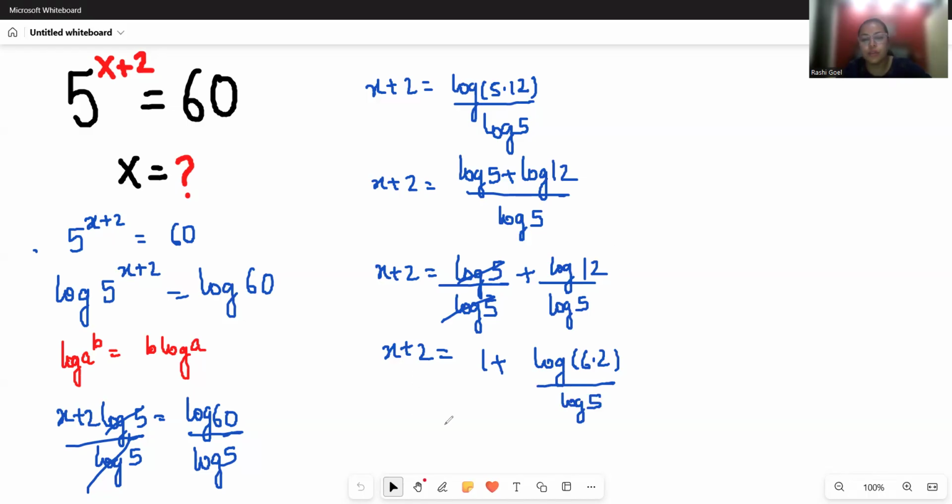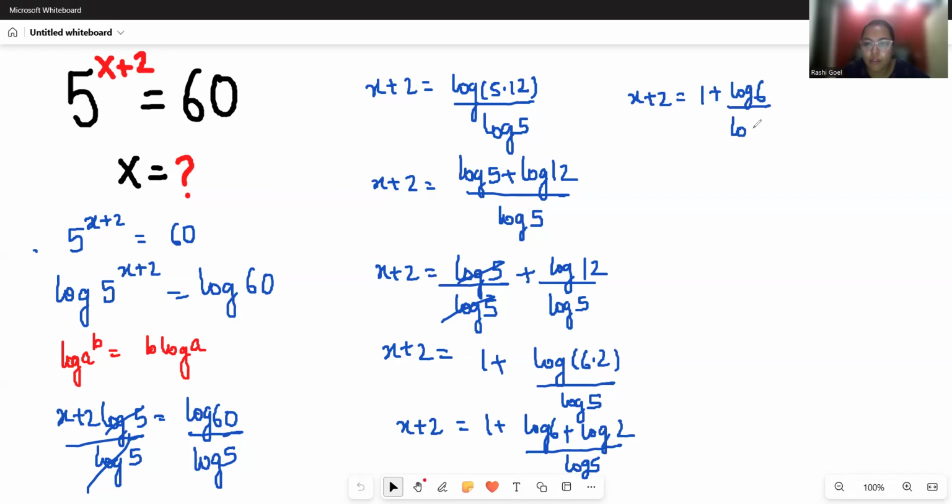So x+2 equals 1 plus (log 6 + log 2) / log 5. So x+2 equals 1 plus log 6 / log 5 plus log 2 / log 5. So x+2 equals 1 plus log 6 with base 5 plus log 2 with base 5.